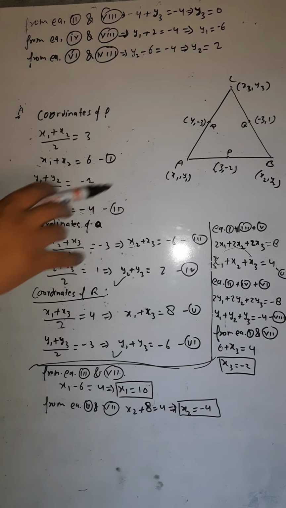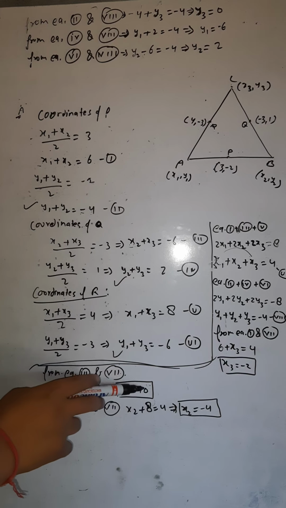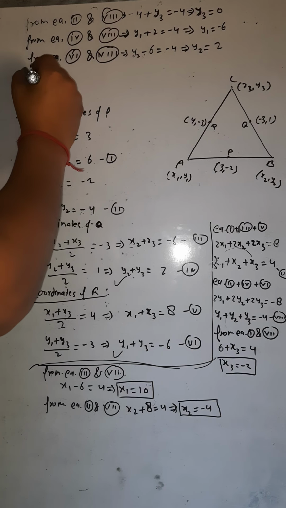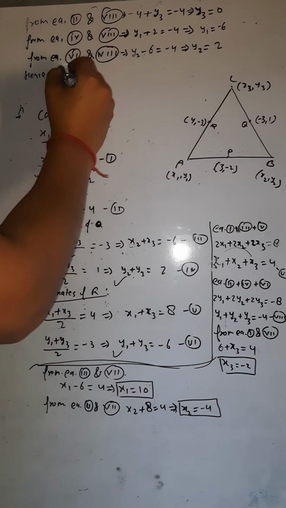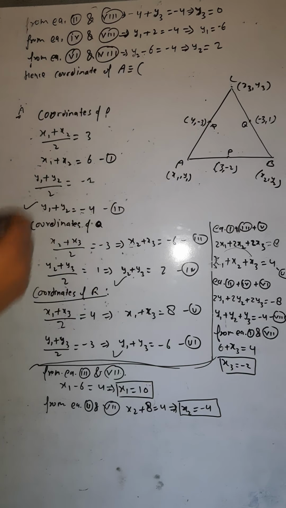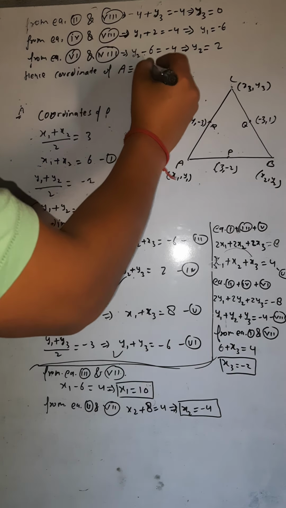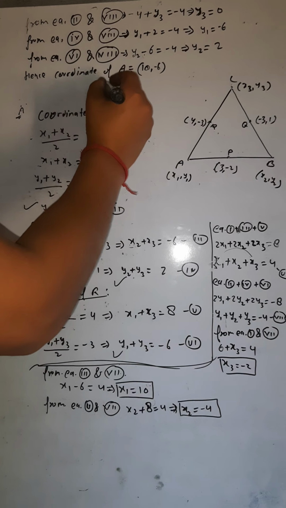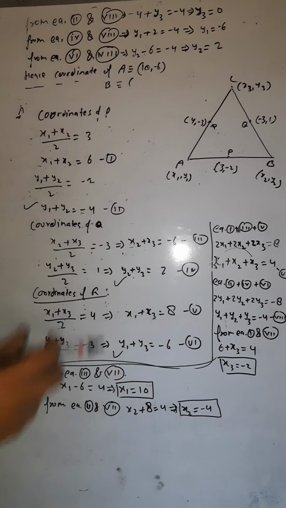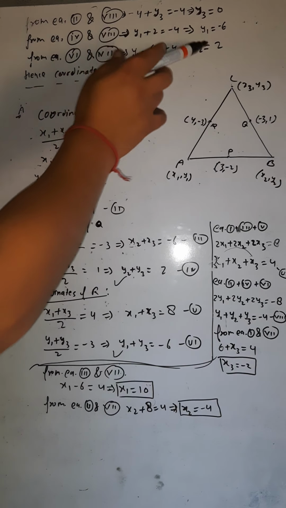So we have all the coordinates. What would be the coordinates of A? Coordinates of A are x1, y1. x1 is 10 and y1 is minus 6. So coordinates of A are 10 comma minus 6. Okay, B, coordinates of B. What would be the coordinates of B? x2, y2. x2 is minus 4 and y2 is 2. So minus 4 comma 2.